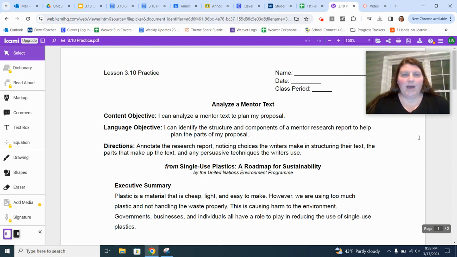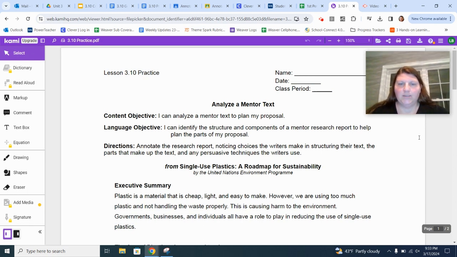So, the directions as you are reading this mentor text are to annotate the research report and notice choices the writers make in structuring their text, the parts that make up the text, and any persuasive techniques the writers use. So, we're going to be looking at how the authors structure their text, what order it goes in, what those four parts are. We're going to identify the four parts, the components of a research report. And then we're going to look at persuasive techniques that the writers use. So, specific choices the writers use to persuade their audience.